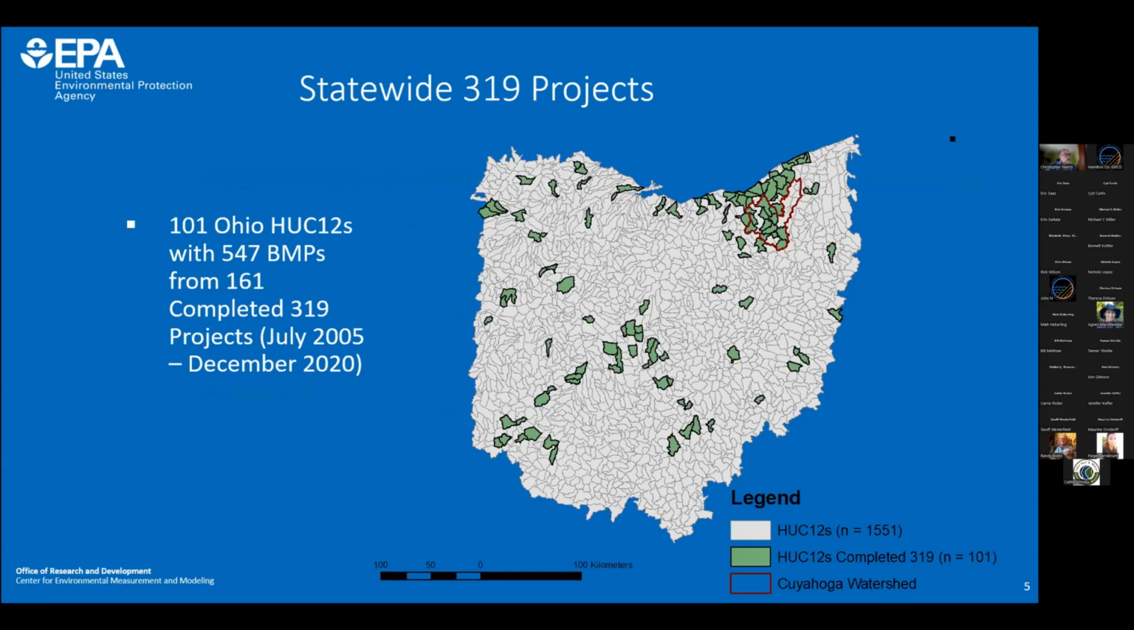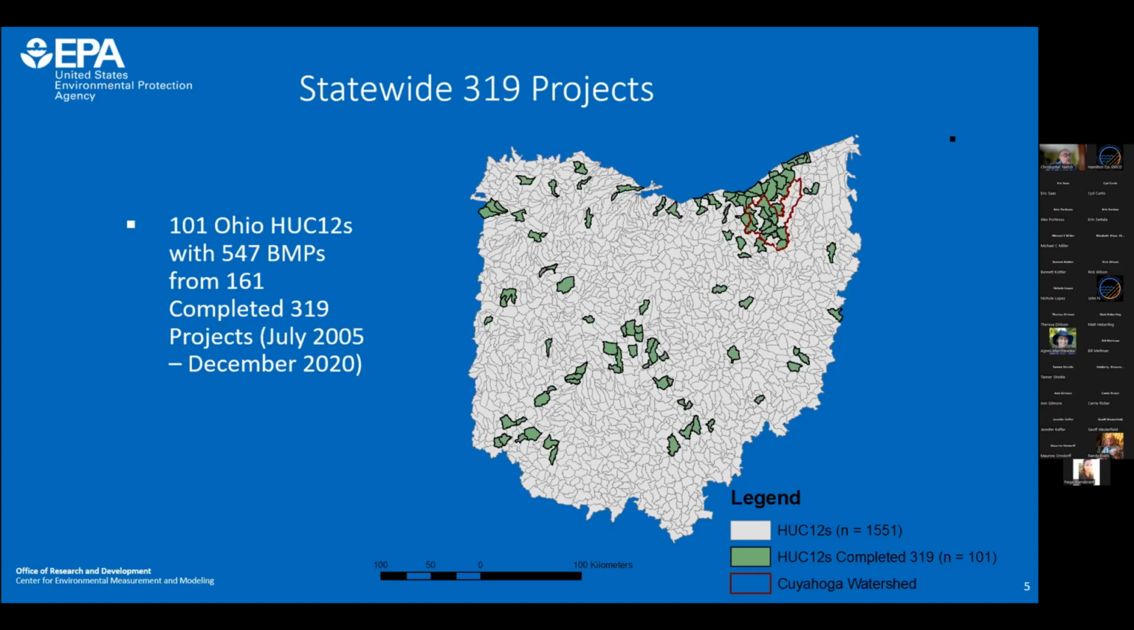Okay, so statewide at a HUC 12 scale, all these black boundary lines on this state map are the HUC 12s in the state of Ohio. The ones in green all have had 319 funding between 2005 and 2020. And there were 101 Ohio HUC 12s with 557 BMP types from 161 completed 319 projects that we found. And recall that originally we were hoping to do what we could maybe call a statewide analysis, but trying to pair this information with water quality monitoring data really suggested that we were going to have to focus our effort up here in the northeastern part of the state.